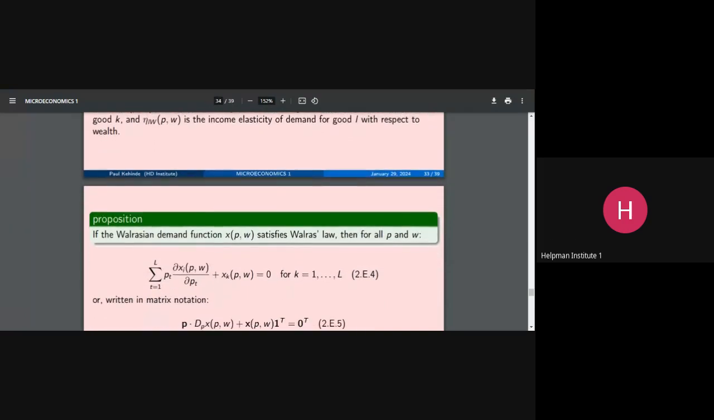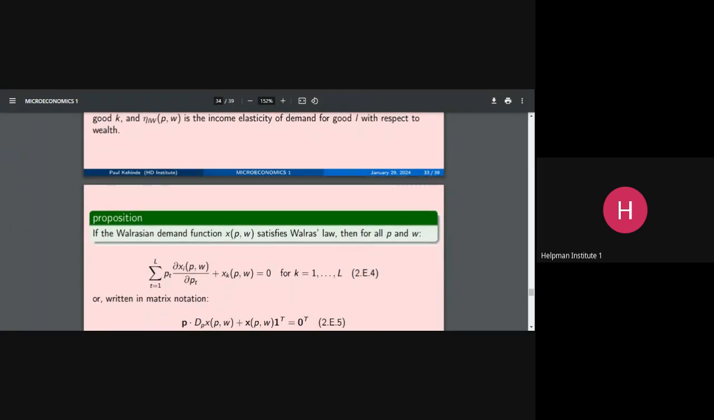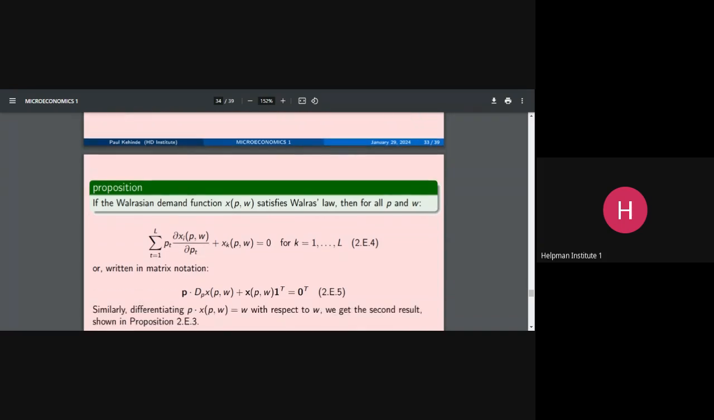Then the other proposition from this demand function: we can also have a proposition or a derivative from it that says that if the Walrasian demand function satisfies Walras' law, then for all prices and wealth, we can have this equation. This equation is similar to what we just proved earlier. You can verify the proof at your convenience, and this is equal to 0.